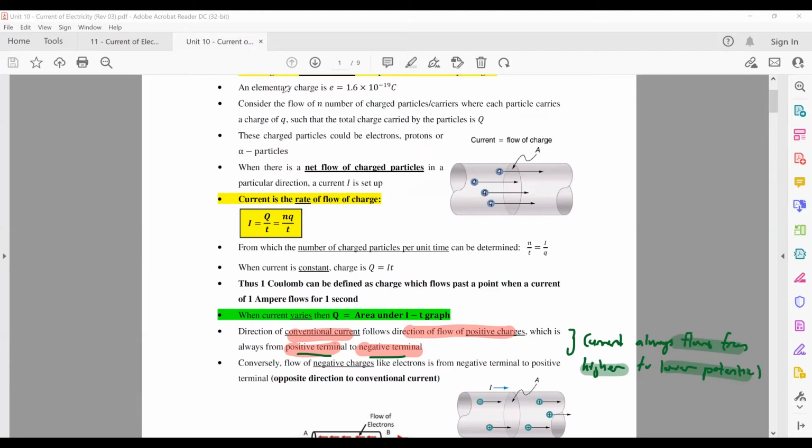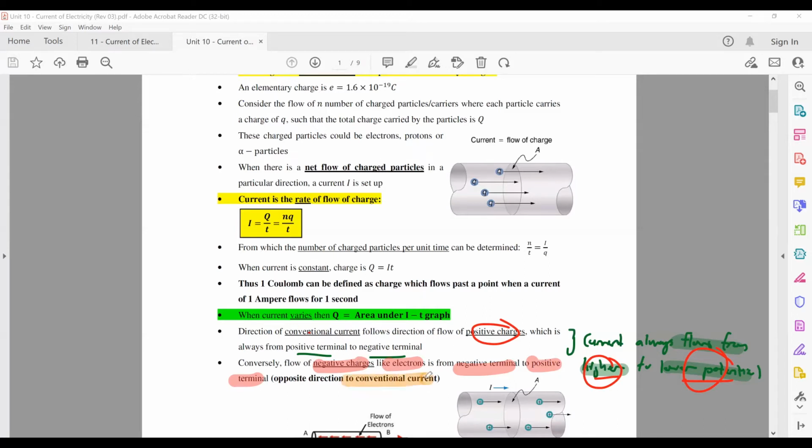In AS, you won't really make use of this information, but you make use of it more in A2 later on. If you're talking about conventional current, we're always talking about the flow of positive charges, from positive terminal to negative terminal, or from higher to lower potential. We also have the flow of electrons to consider. Flow of negative charges like electrons will always be from negative terminal to positive terminal.